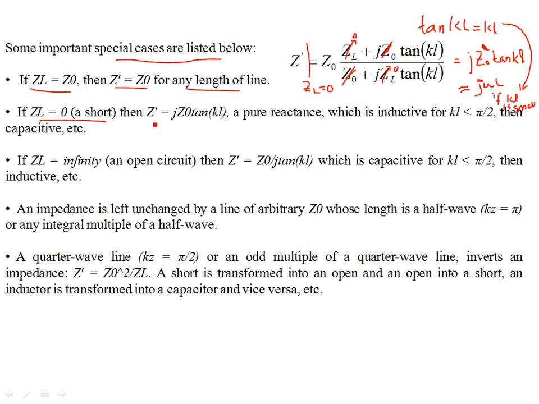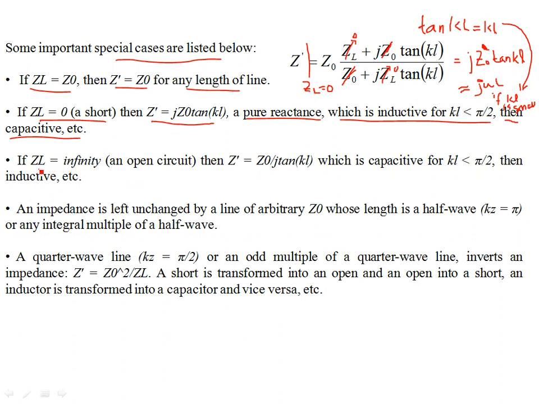Okay, so you see that Z' is indeed jZ0 tan(kL), a pure reactance which is inductive for kL less than π/2, because tangent is positive for arguments less than π/2 radians. So it does not produce a negative sign. Negative reactance is due to the capacitance. So if kL becomes greater than π/2, or kL grows, then it becomes capacitive, etc. In general, that is not the case, unless you're looking at a very short piece of a transmission line. Yes, then for a short circuit, the transmission line behaves as an inductor.